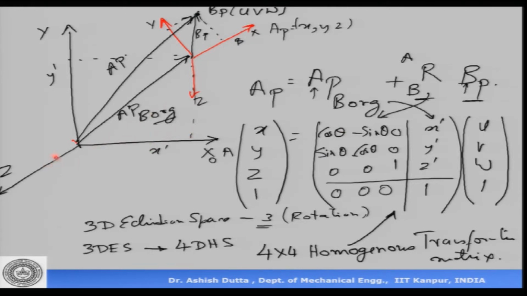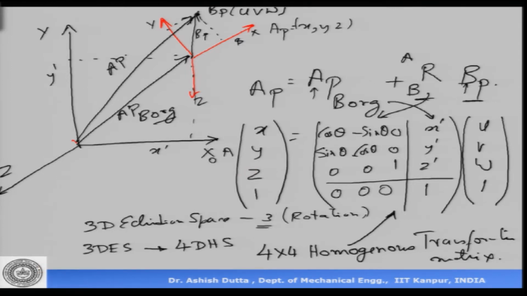In this case, it is a rotation about z, so it has the structure of cos, minus sin, sin, cos. This is the distance between the origins, from here to here. In the x direction it is x dash, in the y direction it is y dash, and in the z direction it is z dash. This is always 0 0 0 and this is always 1. This is the coordinates expressed in frame A, this is the coordinates expressed in frame B. So, if I give you u v w, we can just multiply with this and get that.